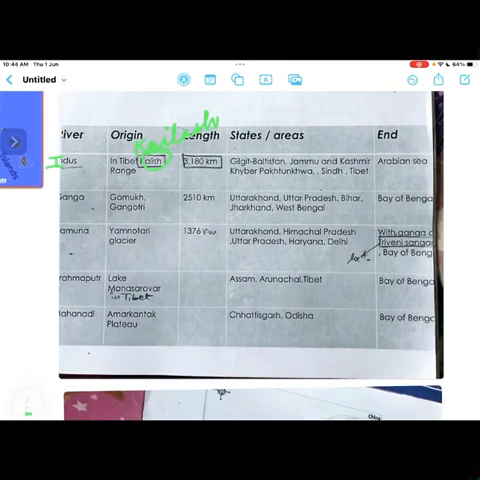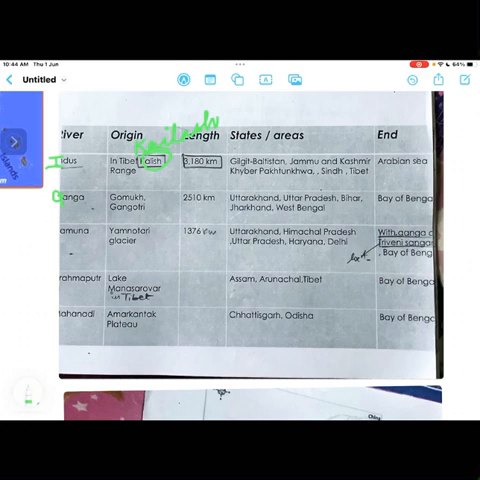The next one we have is the Ganga River. Ganga originates from Gomukh, from the Gangotri Glacier. The length of Ganga is 2510 kilometers, and the areas that it crosses are Uttarakhand, Uttar Pradesh, Bihar, Jharkhand, and West Bengal. Its meeting point is the Bay of Bengal, as stated earlier.